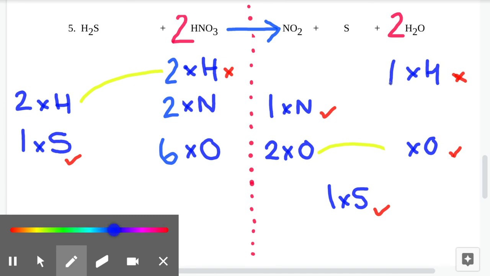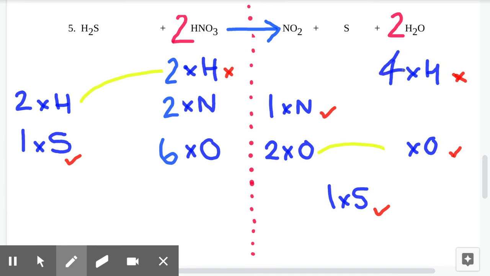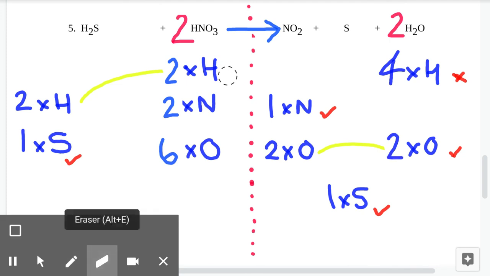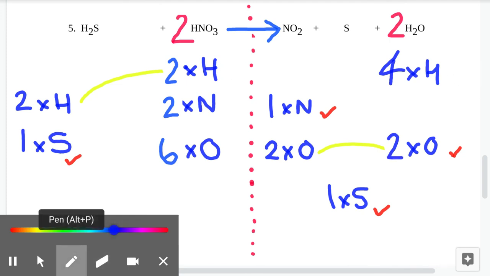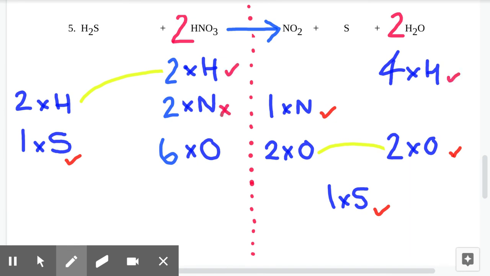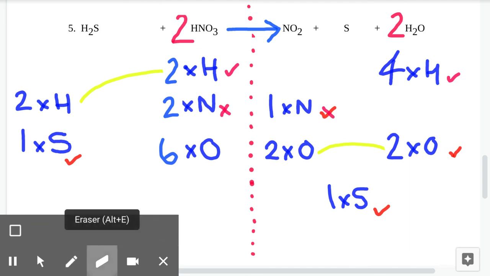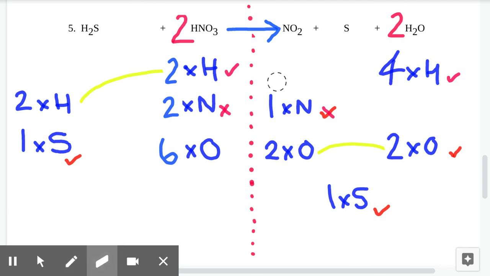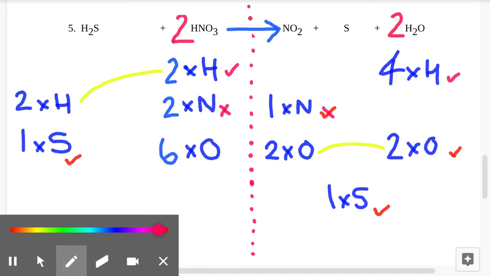We've now got 4 hydrogens on this side. We have now changed the oxygen to 2 oxygens, but we have made the hydrogen slightly better. Okay, that is now okay. Nitrogen is broken. It was fixed originally, but we've now broken it. But we've got 2 hydrogens on the left-hand side of the equation. We've only got one nitrogen on the right-hand side of the equation, sorry. And we can very simply double up that nitrogen.